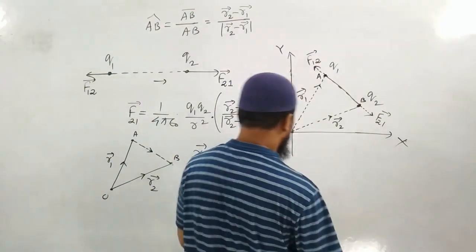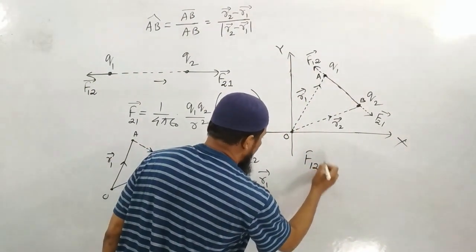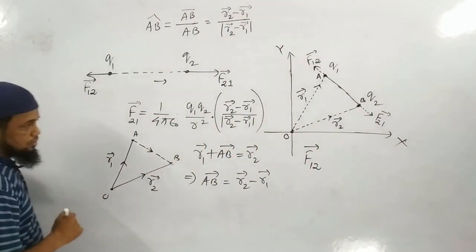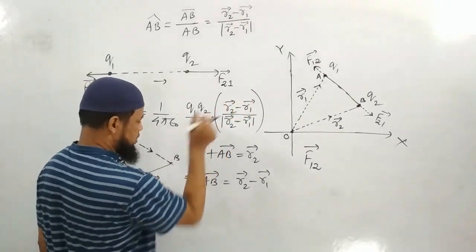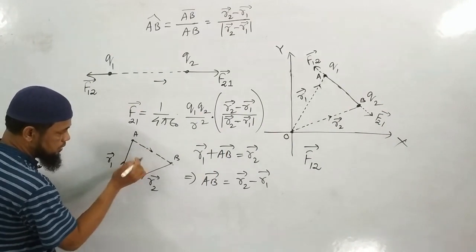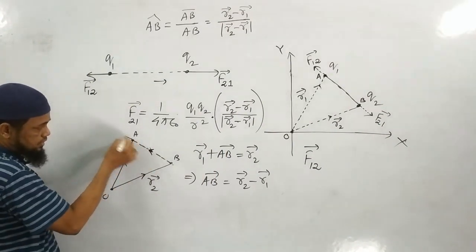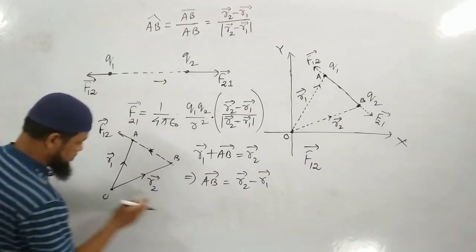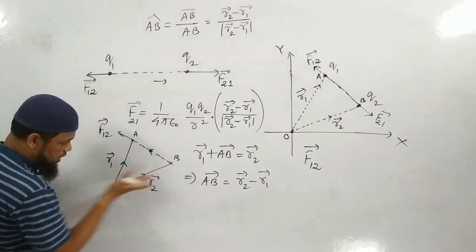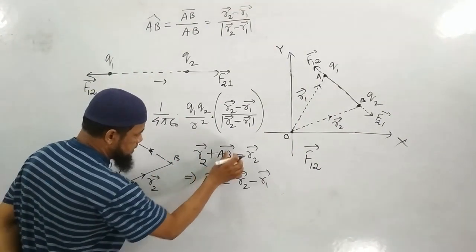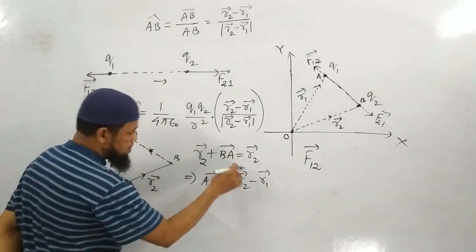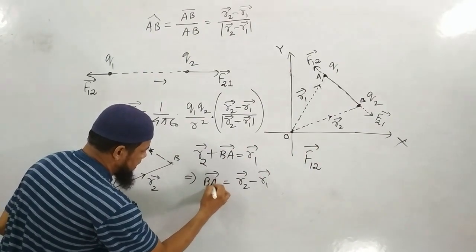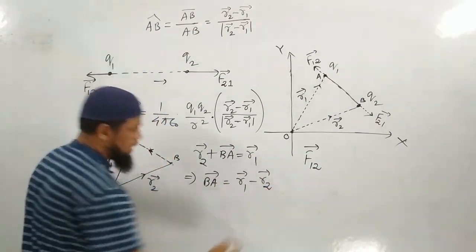Similarly, if you have to get the expression, force on 1 by 2 will be in the opposite direction. Opposite direction means this will just get reversed. What do you want? BA. BA is the direction of force on 1 by 2. So BA, how much will it become? In this situation, these two vectors will be in the same order: R2 bar plus BA bar will become equal to R1 bar. So from here, BA bar will become R1 bar minus R2 bar.